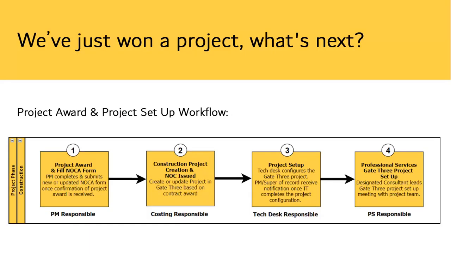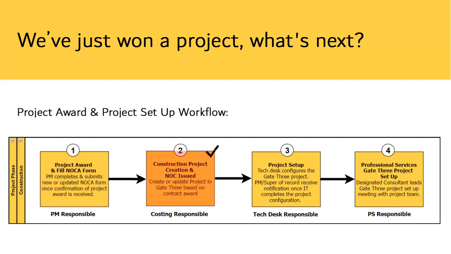We've just won a project. What's next? This workflow outlines the process of EllisDon being awarded a project, including project creation and setup in Gate 3. The process begins and is triggered once the official project award confirmation is received. The project manager of record fills out the Noka Form and then sends the form through to costing with the letter of intent and/or official notice of project award.